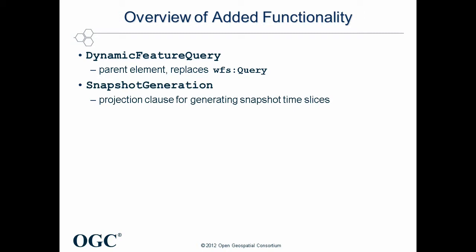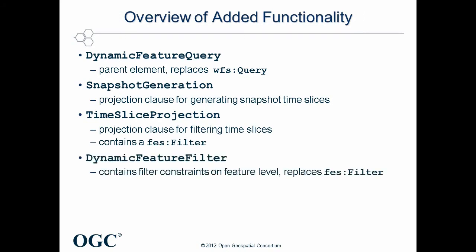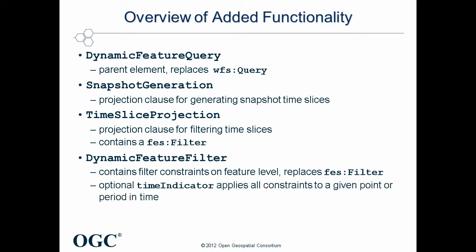If the client wants to apply filter criteria to the list of time slices, it can do so by adding the projection clause timesliceProjection. It contains a filter element from the filter encoding standard. Filter on feature level can be defined in the dynamic feature filter element, which replaces the legacy filter element. Time-based constraints can easily be defined by adding a time indicator element to that filter.